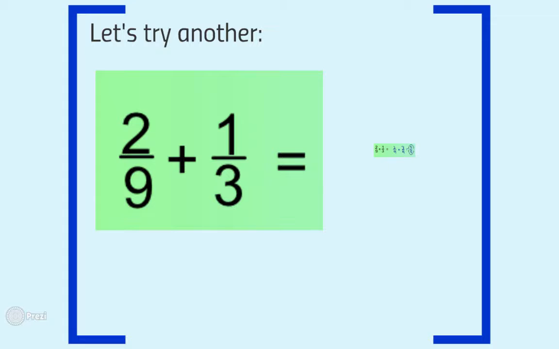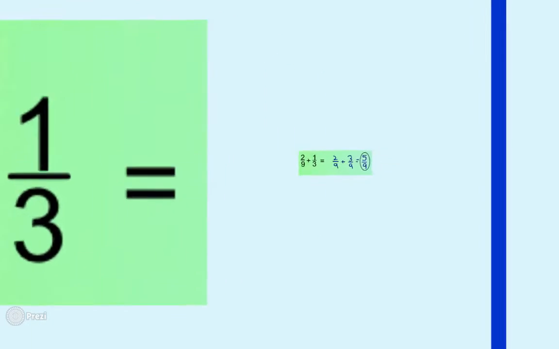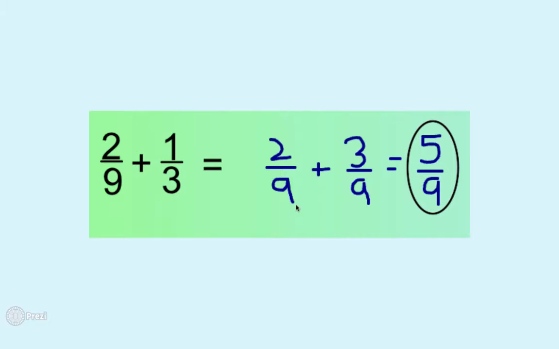Let's try another. 2/9 plus 1/3. 3 is a factor of 9, so 2/9 can stay the same. We now want to find an equivalent fraction for 1/3 with 9 as our new denominator. 2/9 stayed the same, and then 1/3 is equivalent to 3/9. If we add 2/9 plus 3/9, 5/9 is our new answer.